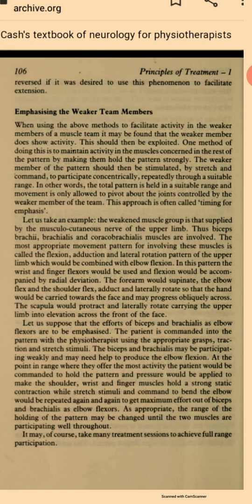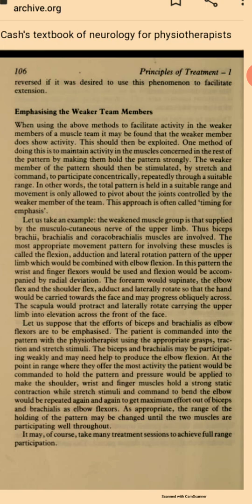Let us take an example. The weakened muscle group is that supplied by the musculocutaneous nerve of the upper limb. Thus, biceps brachii, brachialis, and coracobrachialis muscles are involved. The most appropriate movement pattern for involving these muscles is called the flexion, adduction, and lateral rotation pattern of the upper limb, which would be combined with elbow flexion. In this, the wrist and finger flexors would be used and flexion would be accompanied by radial deviation. The forearm would supinate, the elbow flex and shoulder flex, adduct and laterally rotate so that the hand would be carried towards the face and may progress obliquely across. The scapula would protract and laterally rotate, carrying the upper limb into elevation across the front of the face.